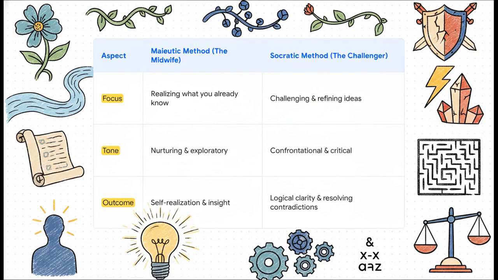And here we go, the main event. Just look at the focus. The Maieutic method is all about helping you realize what you already know deep down. The challenger, that's about testing and sharpening your ideas. The tone couldn't be more different. One is nurturing and exploratory, the other can feel pretty confrontational and critical. And that leads to the outcome. With the Maieutic method, you get that aha moment, that personal insight. With the Socratic method, you get logical clarity and a rock-solid argument with no contradictions.